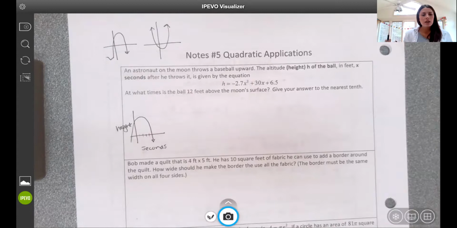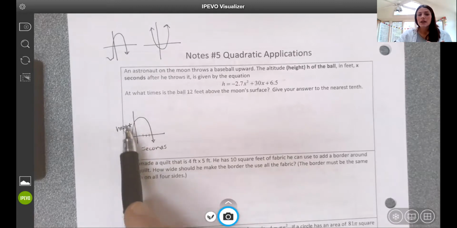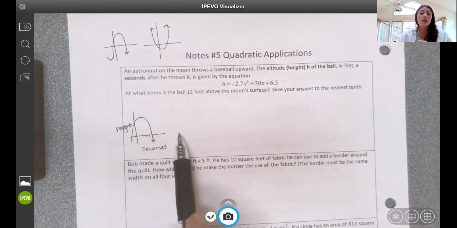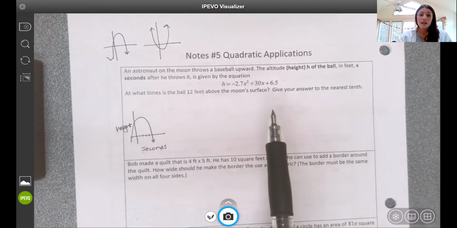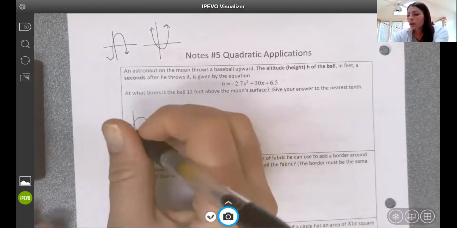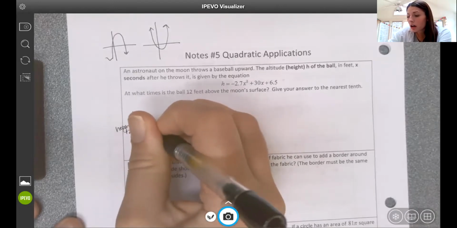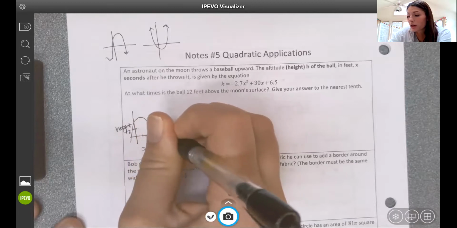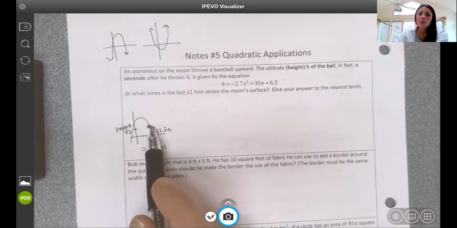Sometimes the equation may have different meanings for the variables. Sometimes the y is the vertical height, and the x is the horizontal distance. So we have to pay attention to what the equation is and what the context is. Here we have seconds and height. And we want to know when the ball, and I'll just pretend that this is 12, when is the ball 12 feet off the ground? Not when it hits the ground, but when are we 12 feet up?